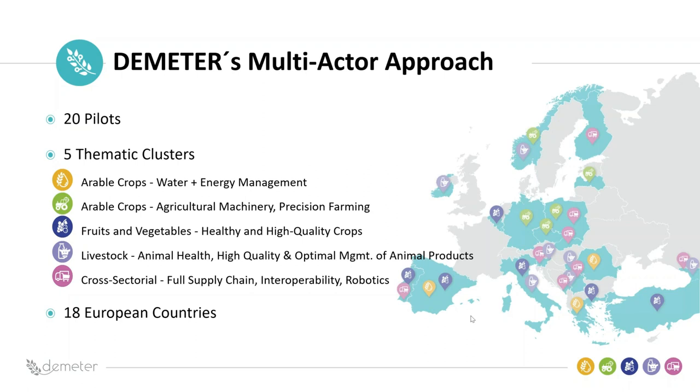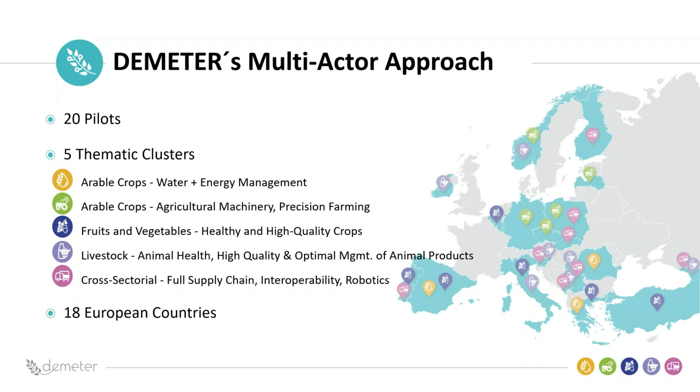Okay, so we have the 20 pilots situated in Europe, in North, East, West, and South. The pilots are clustered into 5 thematic clusters. The first 2 are dealing with arable crops. The first one focuses more on water and energy management, the second on agricultural machinery and precision farming. Then we have the cluster on fruits and vegetables, healthy and high quality crops.